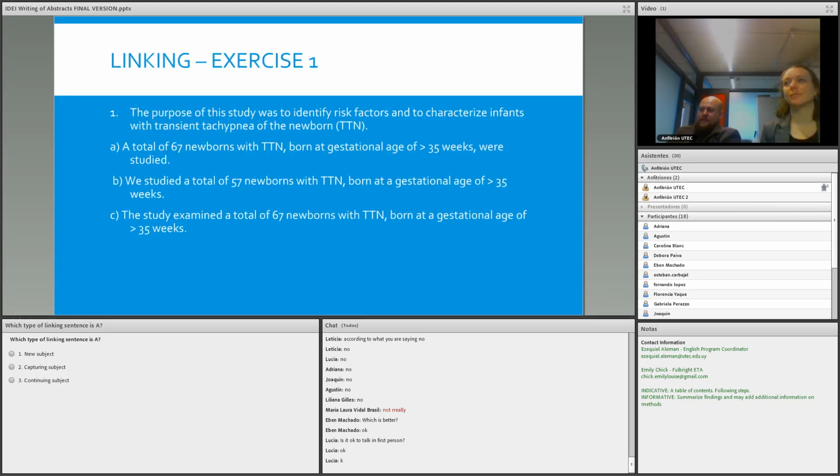So here we have one first sentence. Yeah, so if we look at the first sentence here, it says, the purpose of this study was to identify risk factors and to characterize infants with transient tachypnea of the newborn, TTN. So a total of 67 newborns with TTN born at gestational age of greater than 35 weeks were studied. So is that a new subject, a capturing subject, or a continuing subject?